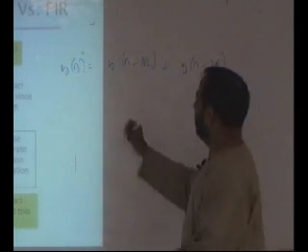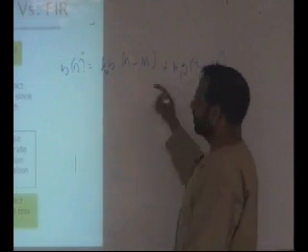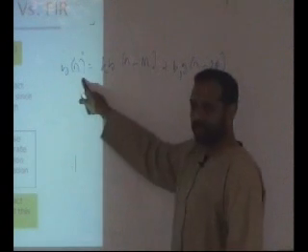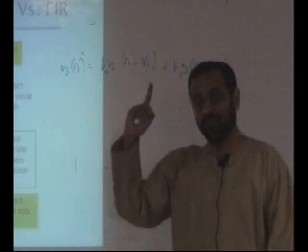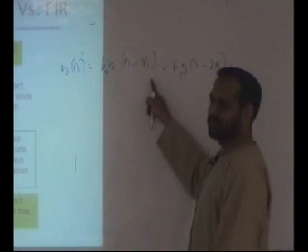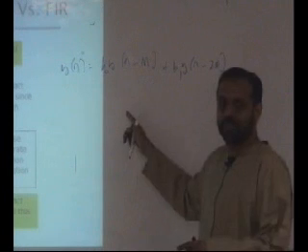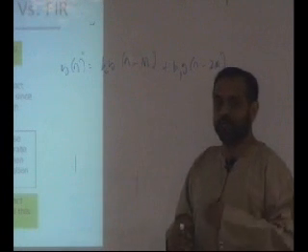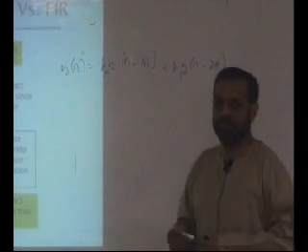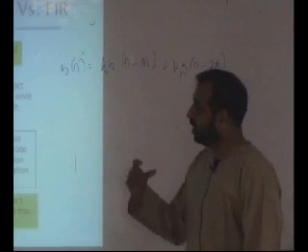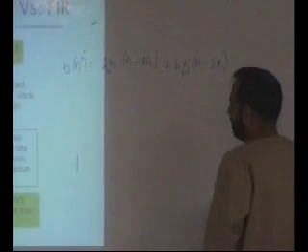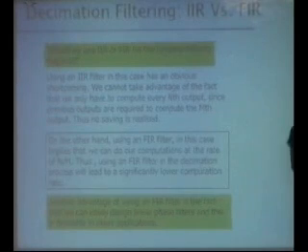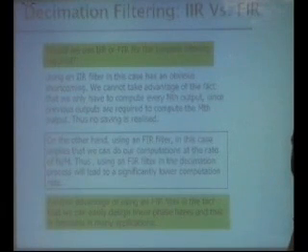If somehow I can write it like this, it means I compute y of n, then I need not compute n minus 1, n minus 2, I can reuse this. So if I can do that, I can use IIR filters, which are more effective filters. We know that IIR filters are more effective. I can use an IIR filter to do decimation. So this was done, and so this slide is no more valid.